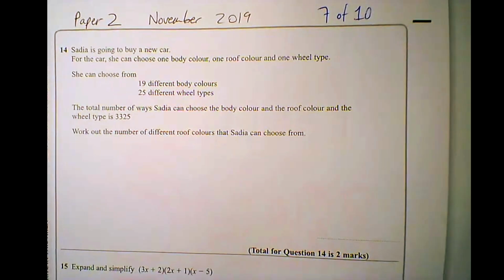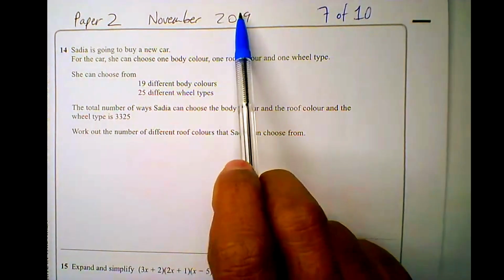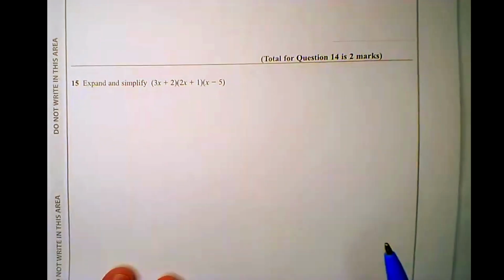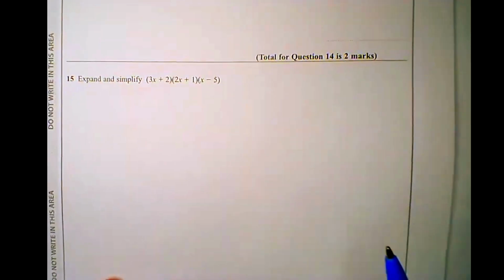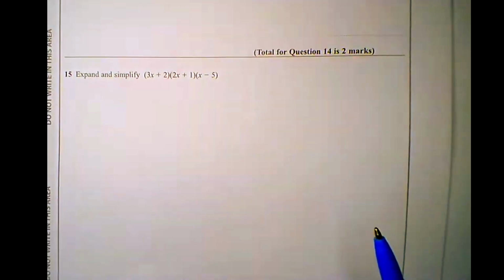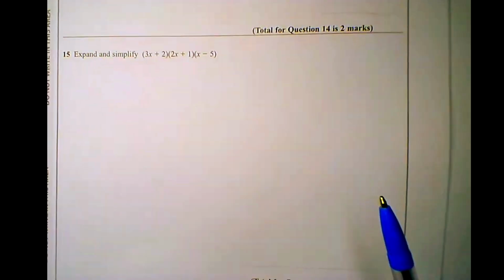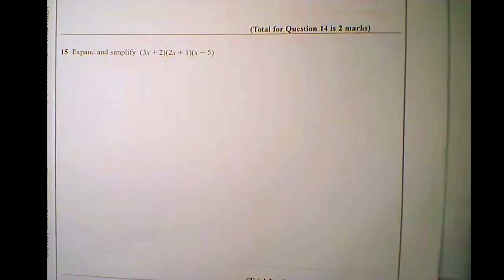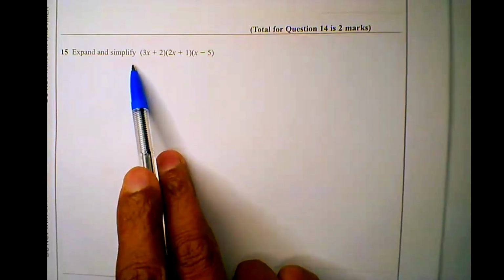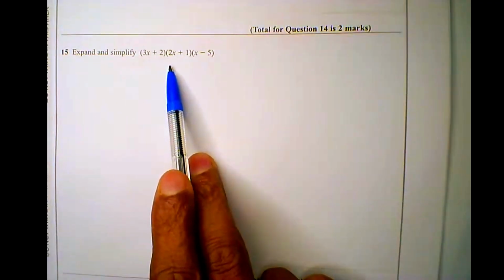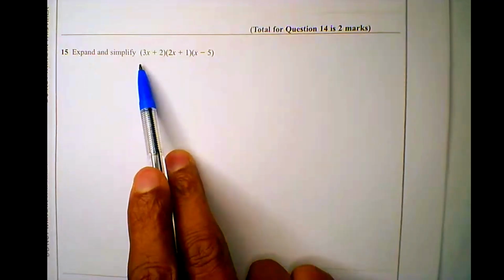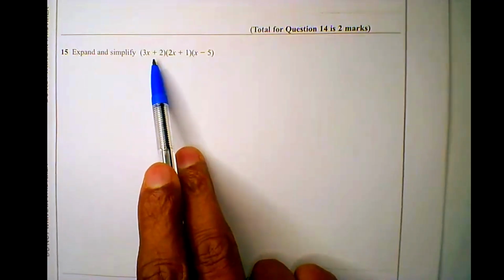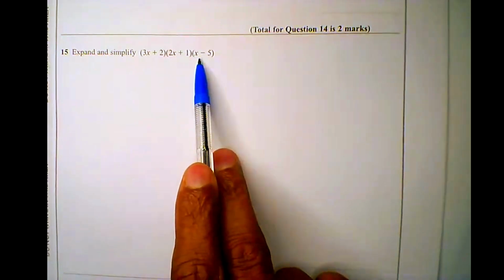Okay, this is now paper 2, November 2019. Okay, here is the next question. Press pause and have a go. Or when you're ready, you can press play for the answer, or you can just follow with me. Okay, so this question says expand and simplify 3x plus 2 times 2x plus 1 times x take away 5.